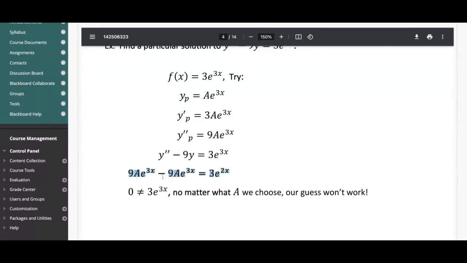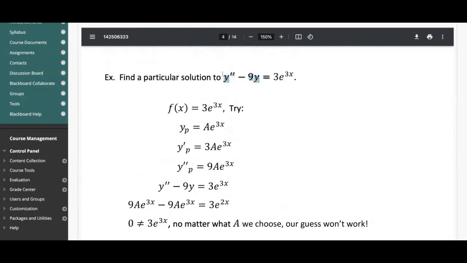When we do this, we get 3e to the 2x, and this will never be 0. So no matter what a we choose, you see, this is e to the 3x, e to the 3x, and this is e to the 2x. So that means, oh, this side is 0. So 0 equals 3e to the 2x. It doesn't matter what a is, this won't work. So no solution for this, no solution for such differential equations.